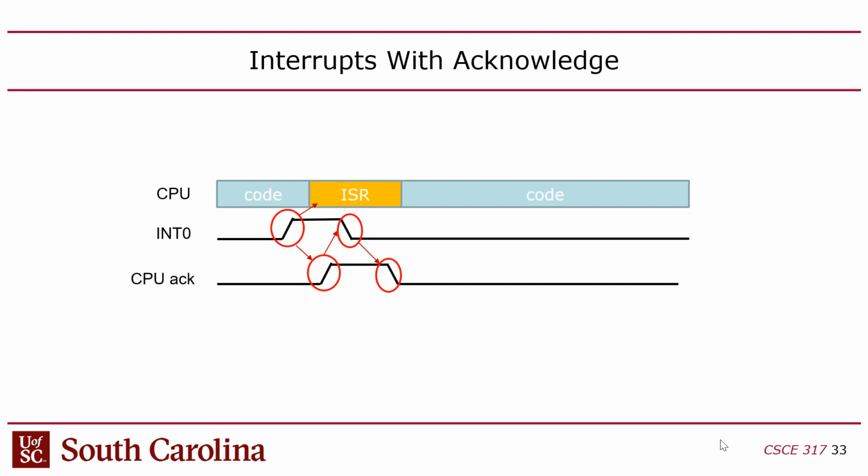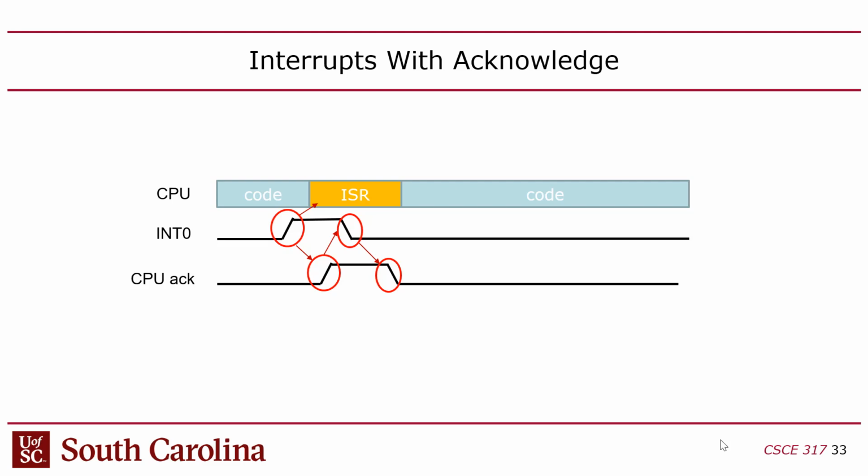So that way the CPU, the peripheral, knows how long to hold the interrupt high. And also the CPU knows that it's not going to respond to a second interrupt until the peripheral drops the interrupt request, right? At which point it drops the acknowledgement, right? So basically you get one interrupt service routine per acknowledgement, right?